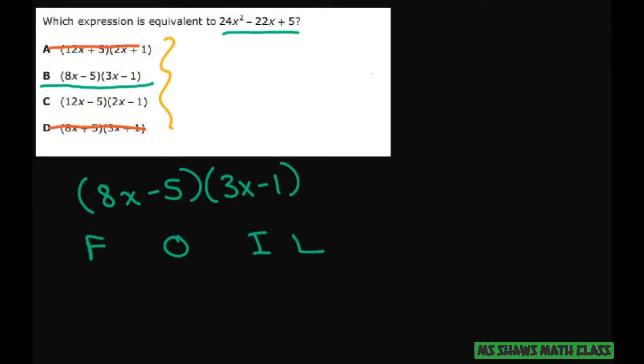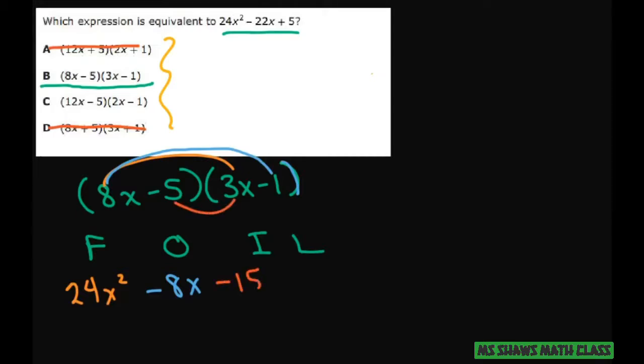So the first is multiply those two, and you get 24x squared. The outer is the outer of the parentheses. That's going to be negative 8x. You just multiply. The inner is going to be minus 15x. And the last will be plus 5. And there's where you see the two negatives make a positive.